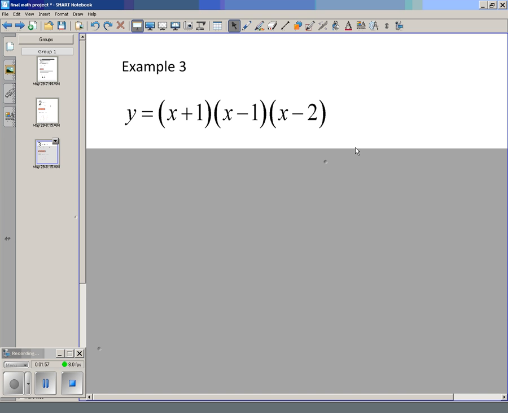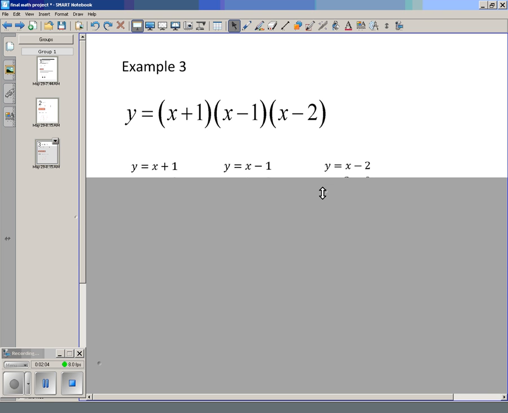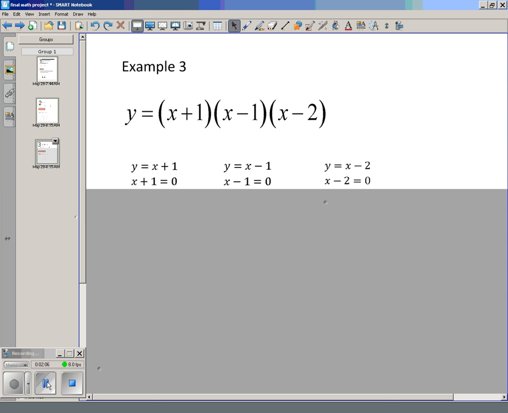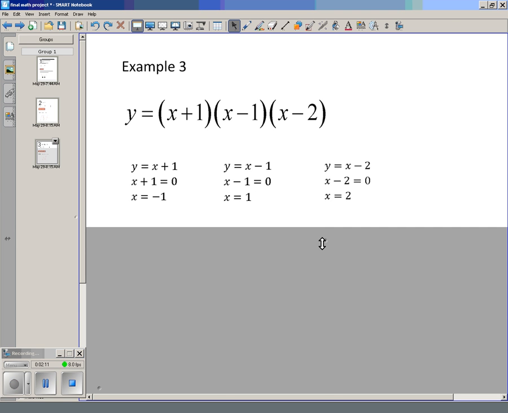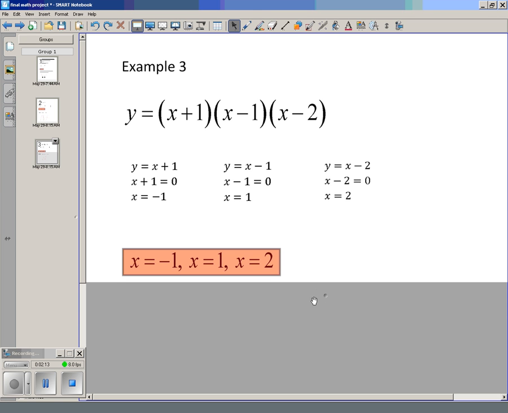This third example is exactly the same. All you need to do is separate these 3 terms and set y equal to 0. Once you solve for x, you should get negative 1, 1, and 2 as your zeros.